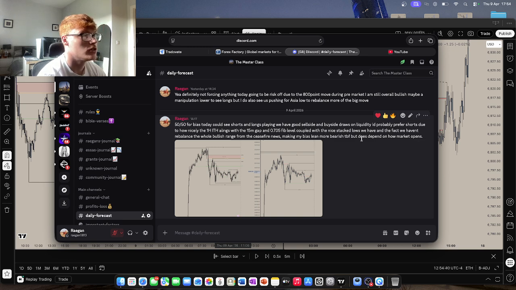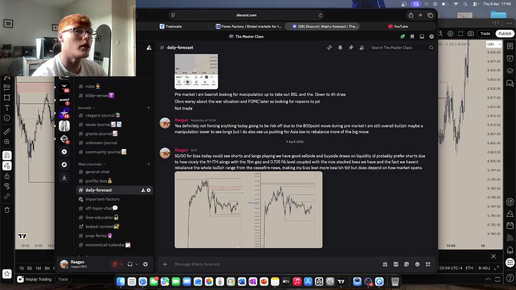I'd prefer shorts due to the nice 1 hour intermediate high aligned with a 50-minute gap and the 0.705 fib level, coupled with a nice stack of lows we have, and the fact we haven't rebalanced the full bullish range since the ceasefire news for Iran and US, making my bias a bit more bearish, but it does depend how market opens.